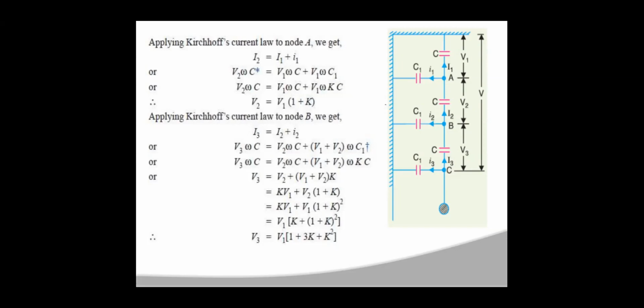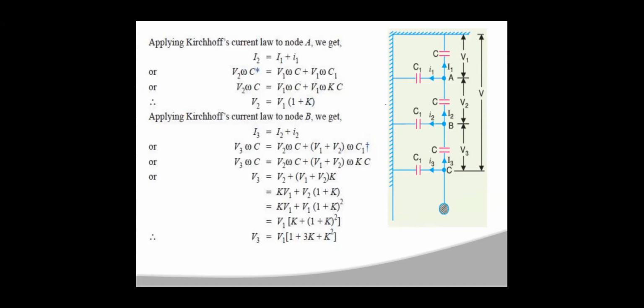So assume the current flowing through the first disk is I1 and the voltage across it is V1. Similarly, for the second disk, the voltage is V2 and the current is I2. For the third disk, the current is I3 and the voltage is V3. These are the assumptions we have made. The total voltage across the string is capital V, and here you have the main conductor.